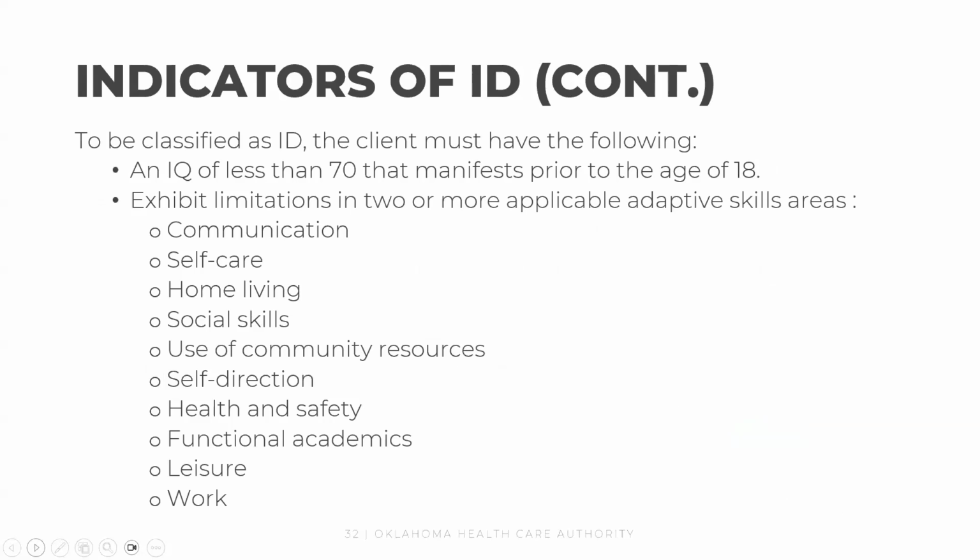Continued indicators of an intellectual disability. So to be classified as ID, the client must have the following: an IQ of less than 70 that manifests prior to the age of 18. So we're looking at limitations in two or more applicable adaptive skills. So it could be communication, self-care, home living, social skills, use of community resources, self-direction, health and safety, functional academics, leisure and work. So these are all the things that we'd be looking at.